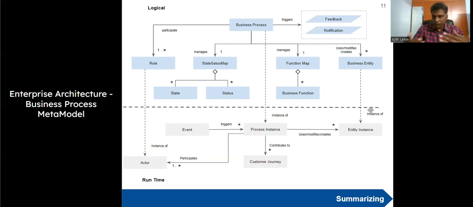On the runtime side, we have actors, which are instances of the roles, the process instance, which is an instance of the business process, and the entity instance, which is an instance of a business entity. The process instance uses the entity instance, is triggered by an event, and actors participate in it. The process instance also contributes to the customer journey. That customer journey could involve multiple processes. We'll come to that in more detail, but a journey could be within a process, or across different processes.